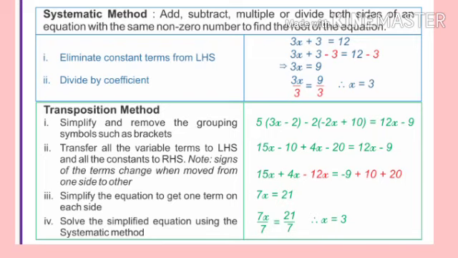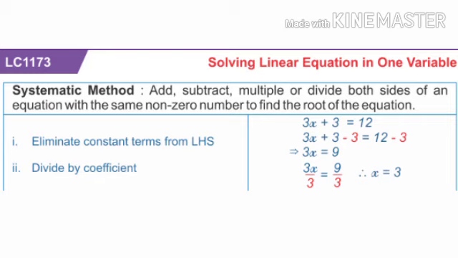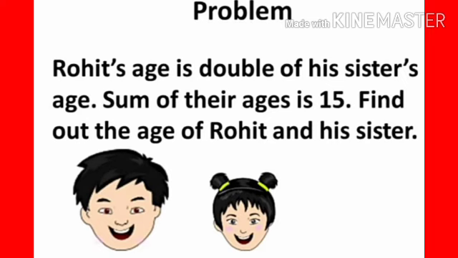Students, there are two types to solve an algebraic equation. The first one is systematic method. The second one is transposition method. Systematic method: add, subtract, multiply or divide both sides of an equation with the same non-zero number to find the root of the equation. Now let us see an example of systematic method.